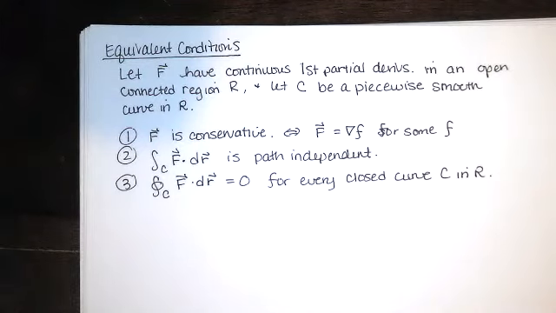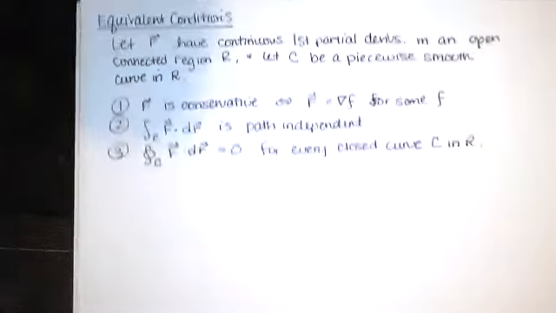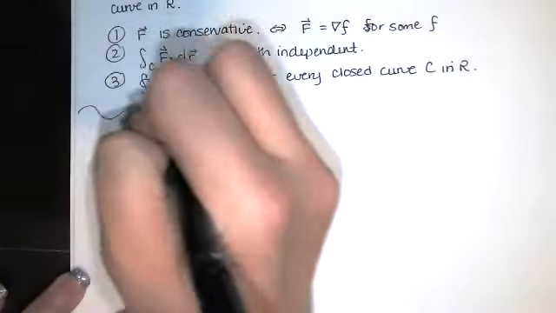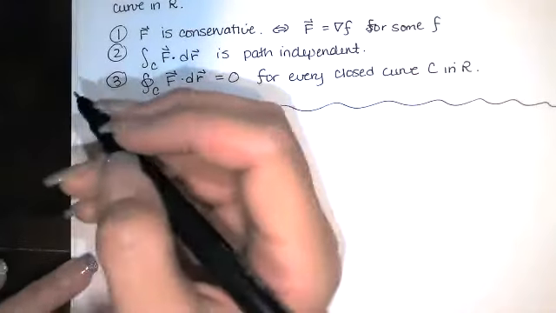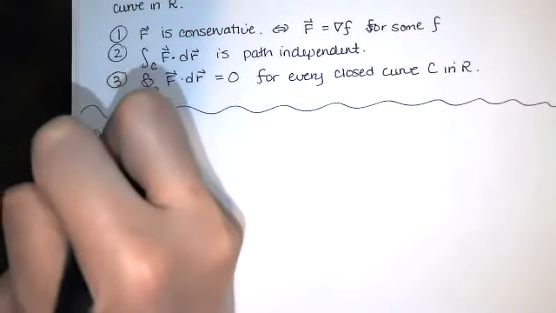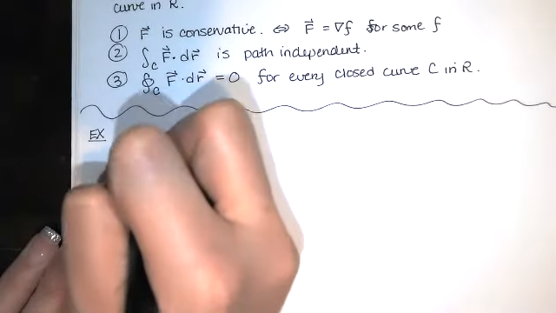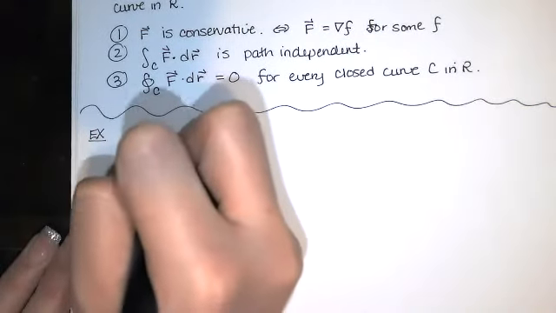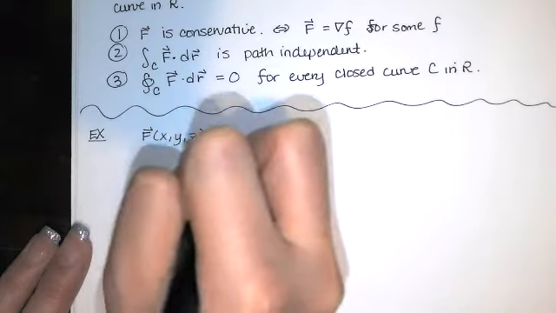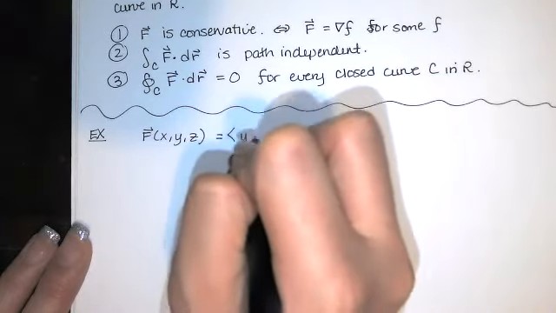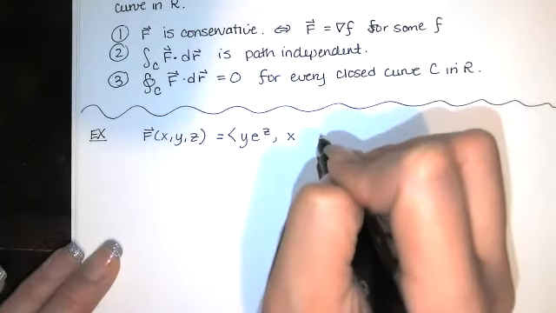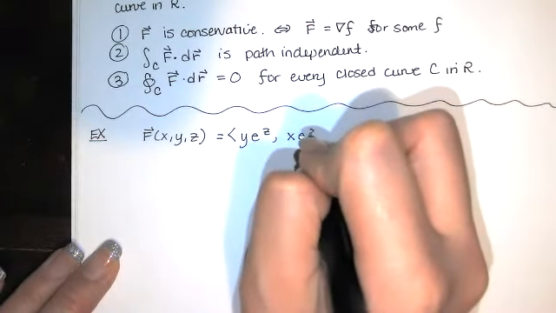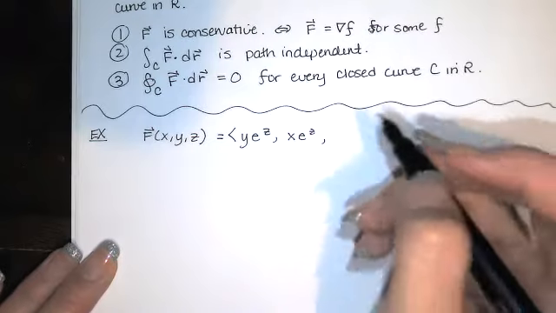Okay. So now let's look at a field in space. And I'm just pulling this question out of the book. I haven't tested this one yet or tried it yet. I'm hoping this one's conservative. So the x component is y e to the z. The y component is x e to the z. And the z component is xy e to the z.